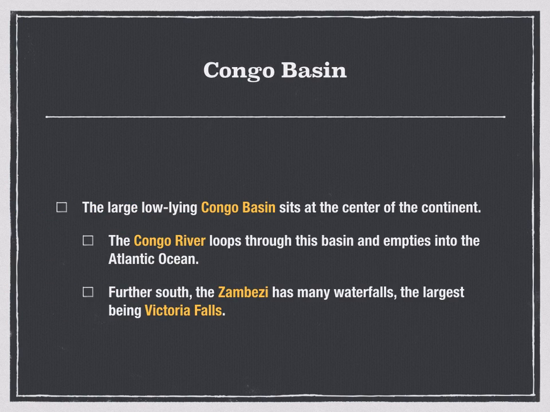Congo Basin. The large low-lying Congo Basin sits at the very center of the continent. The Congo River loops through this basin and then empties into the Atlantic Ocean. Further south, you're going to find the Zambezi River with its many waterfalls. The largest waterfall is Victoria Falls.